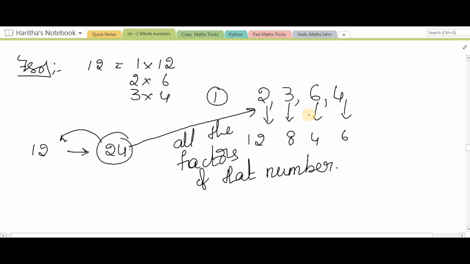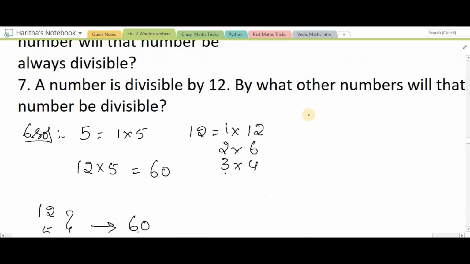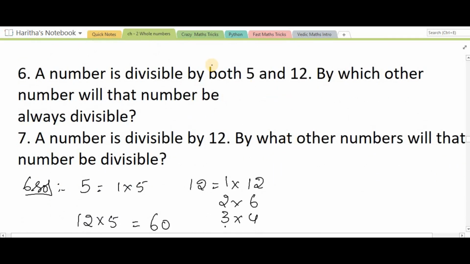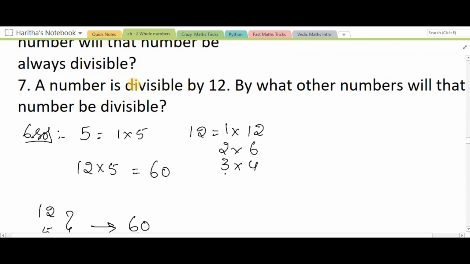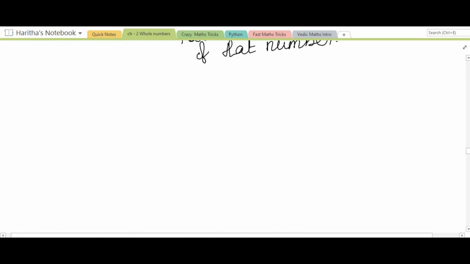Yes friends, did you understand? Is it clear? Very simple. Here the first question is, if a number is divisible by both 5 and 12, by which other number is it going to be divisible? Simple, the multiplication of these two. There is no common factor, so that is the reason I just did multiplication. And here the question is, if a number is divisible by 12, by what other numbers will that be divisible? Not only the 12 table, you can go for any number which is divisible by 12.